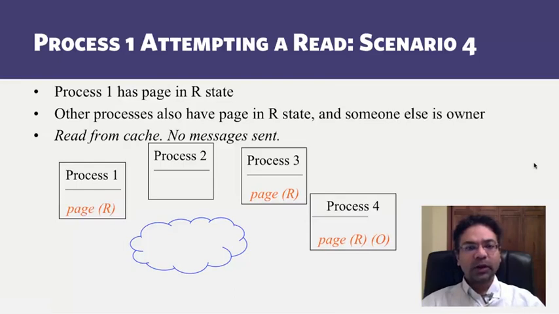The fourth scenario is similar to the third scenario, except that someone else is the owner, and once again here, the read can be served from the cache at process 1 and no messages need to be sent. Now let's get to the other scenarios which need something else to happen.